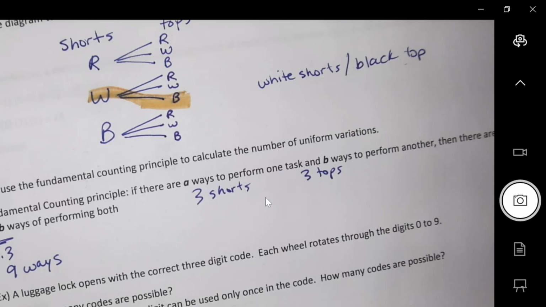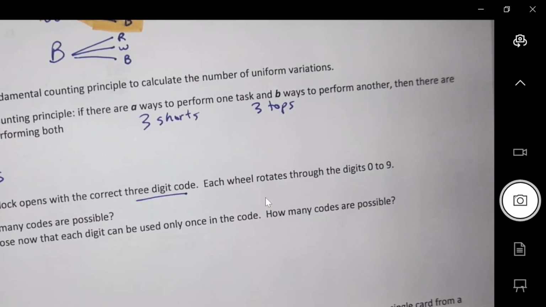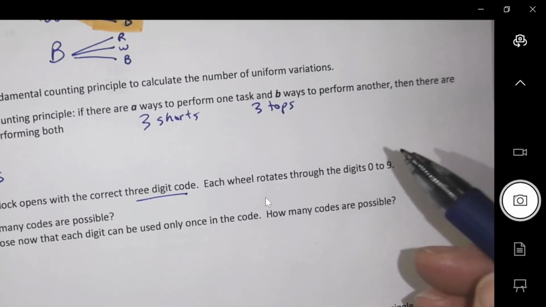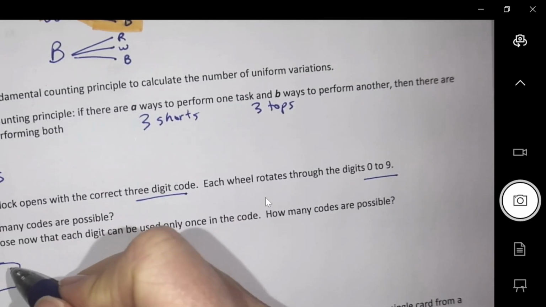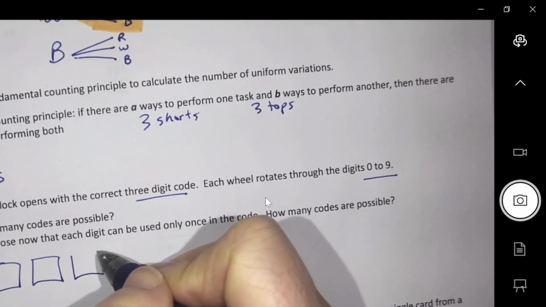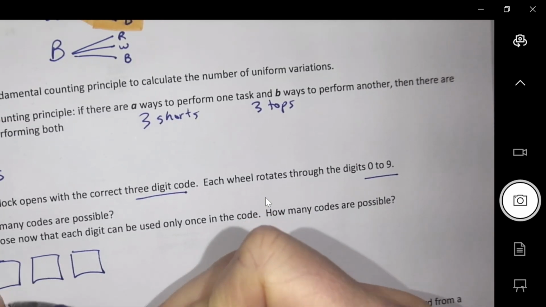Okay, you have a luggage set with a lock on it, and it's got a 3-digit code. Each wheel rotates 0 through 9. How many codes are possible? So this is what it looks like. There's 3 boxes, and you have to pick a digit.